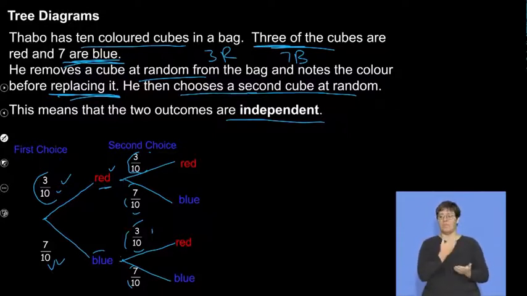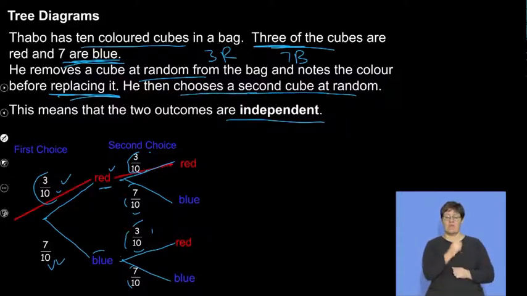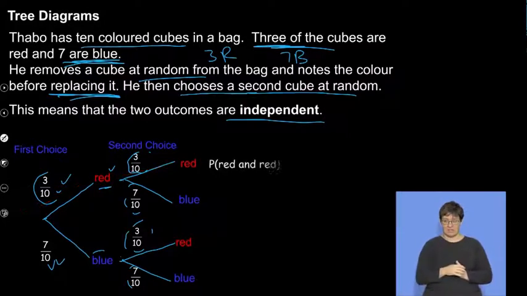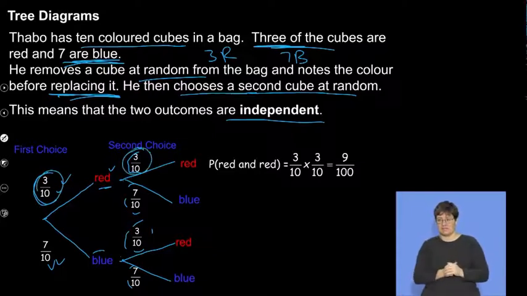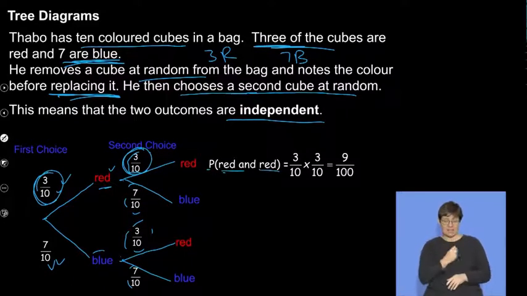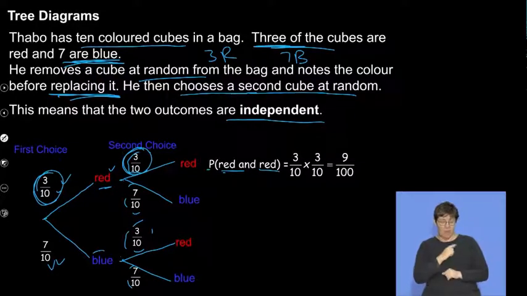So let's look at the possible outcomes. Red, red. To get the probability of red and red, we have to multiply the branches: 3 out of 10 multiplied by 3 out of 10. So the probability, P, of getting red and red is 3 out of 10 times 3 out of 10, which is what? 9 out of 100, which is 9%.